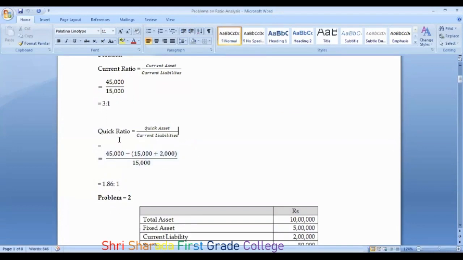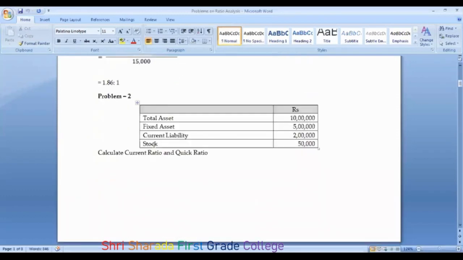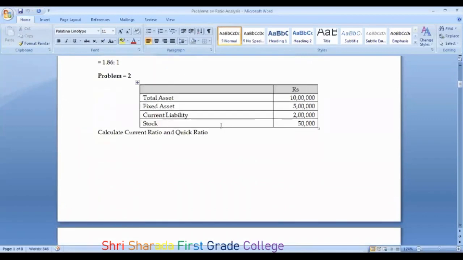So what was the ideal ratio? The ideal quick ratio was 1 is to 1. Here you got 1.86 is to 1, so it is also in a good condition. Okay. So now we'll quickly move on to the second problem.